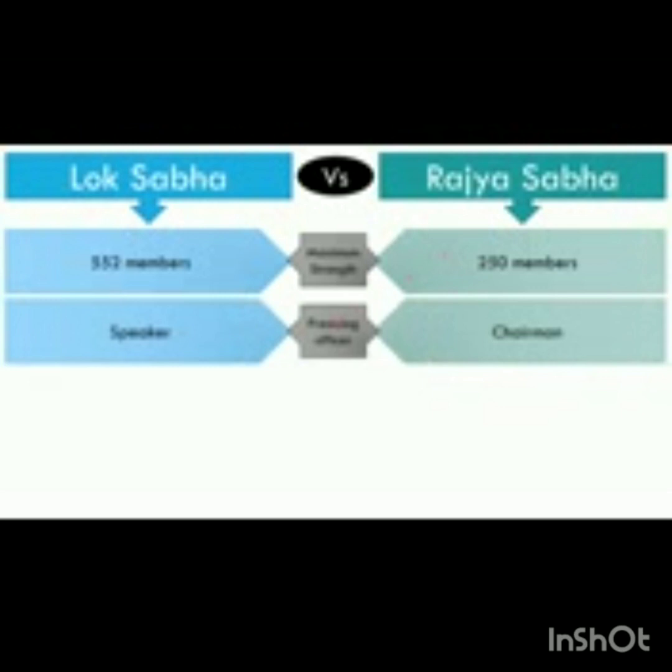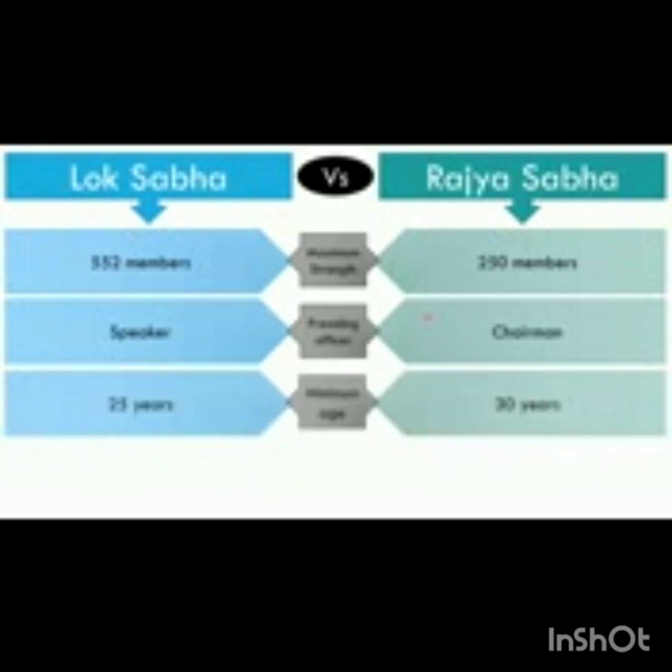The presiding officer in case of Lok Sabha is the Speaker, who is elected amongst the members of the Lok Sabha, as against the presiding officer in case of Rajya Sabha, who is known as Chairman, who is the Vice President of the country. The minimum age for becoming a member of Lok Sabha is 25 years, whereas to become a member of Rajya Sabha, one has to attain the age of 30 years.